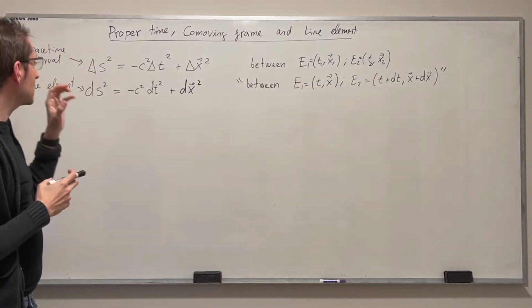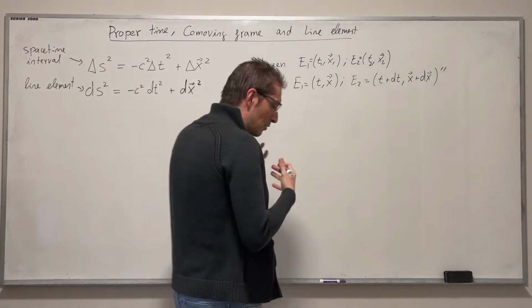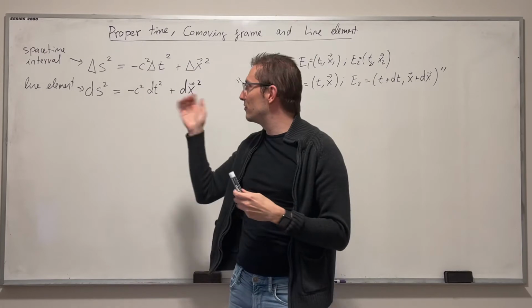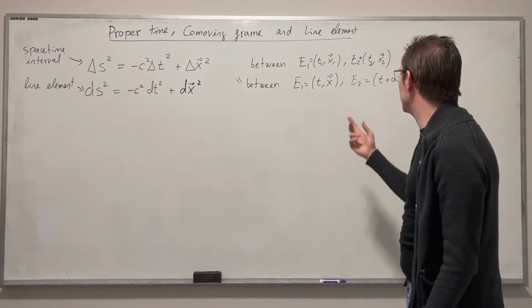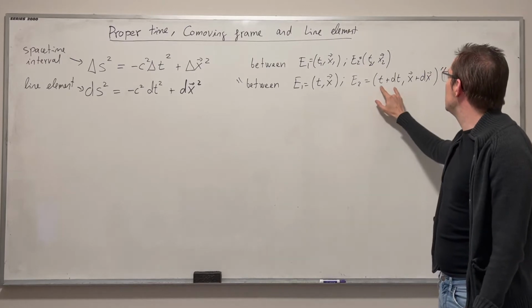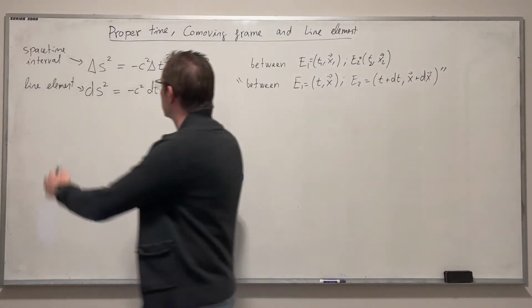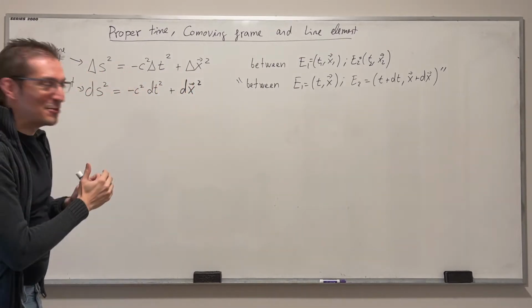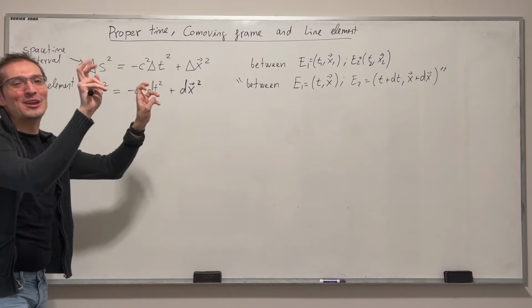Now, the spacetime interval you can think of as a first approximation to the concept of line element. Imagine two events that are differentially close to each other. So you get t, x, and another event t plus delta t, x plus delta x. That yields something that is really small, that is the line element ds squared between two events that are really close, right?